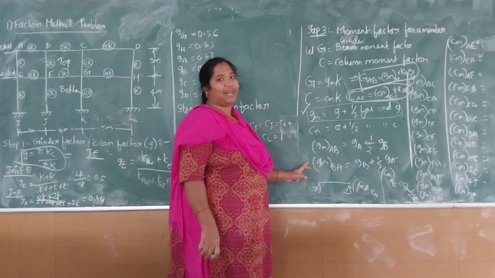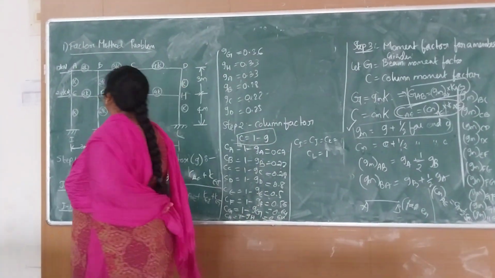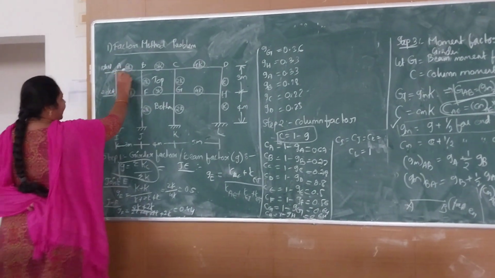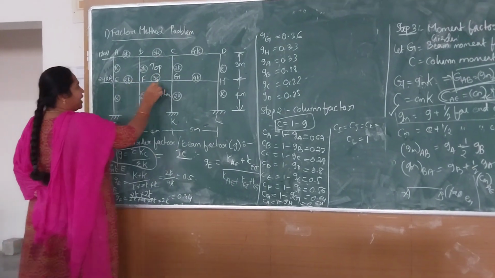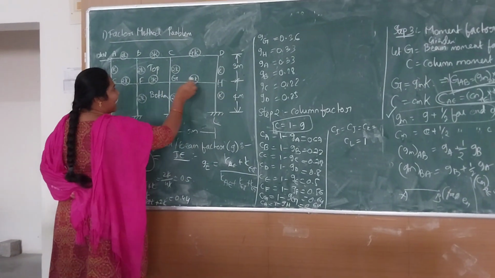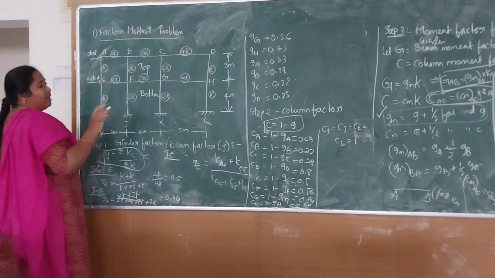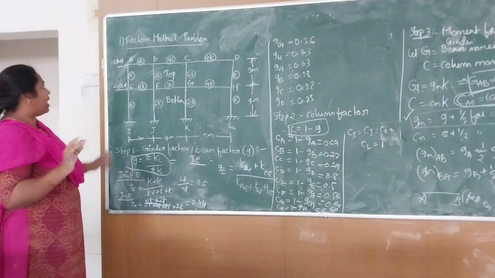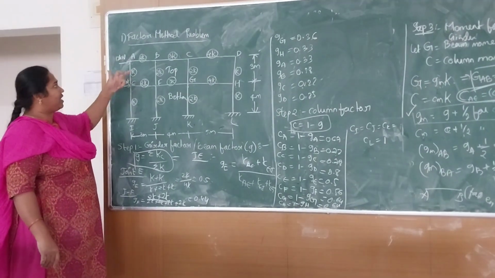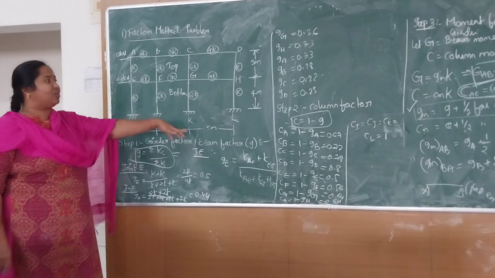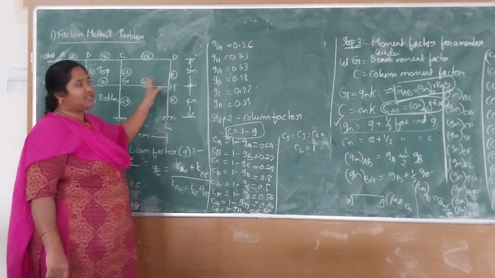Girder movements as well as column movements. Girder movements means B movements: GAB, BA, BC, CB, CD, DC, EF, FE, FG, GF, GH and HG. These are the girder movement factors. Now column movement factors mean AE, EA, EI, IE, BF, FB. Like that we will calculate till HL as well as LH.